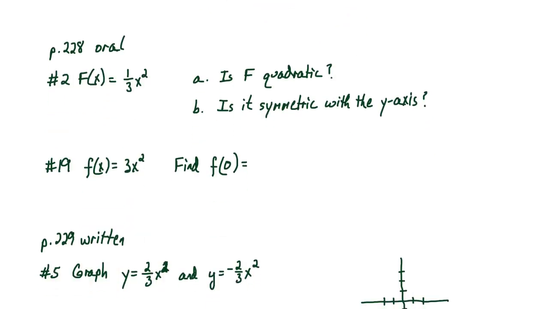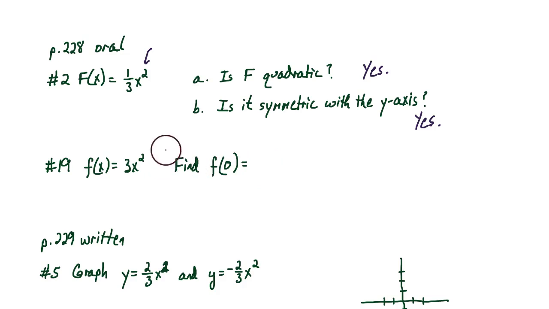Next, let's go to page 228, the oral problems. In number 2, we have a function definition, f of x equals 1/3 times x squared. We're asked if that's quadratic. The highest degree in that function rule is degree 2. So yes, that is quadratic. Is it symmetric with respect to the y-axis? The function has only the x squared term, no x term. So yes, that is symmetric with respect to the y-axis.